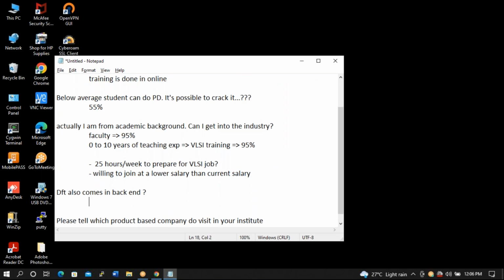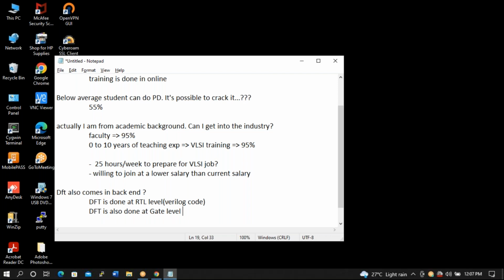DFT also comes in backend. I think Rudra has answered. DFT happens in both the front-end domain and the backend domain. DFT is done at the RTL level, meaning the Verilog coding level, and also at the gate level. That means DFT is done both before synthesis and after synthesis. DFT stands for design for testability. It is a way of making sure that you detect manufacturing defects.